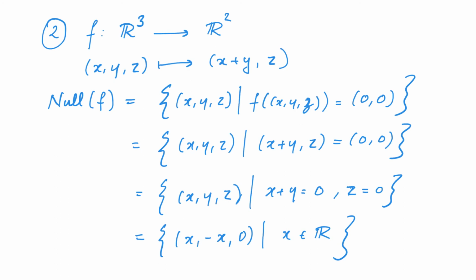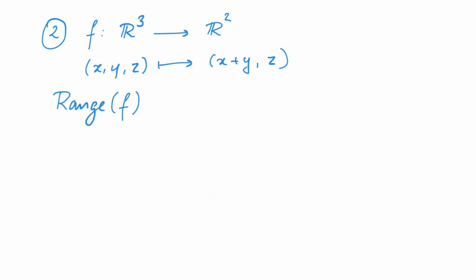Observe that the dimension of the null space is 1 in this case. Why? Because the null space is spanned by one vector 1, minus 1, 0. Also, as the null space is not equal to the singleton set 0, this function is not injective.